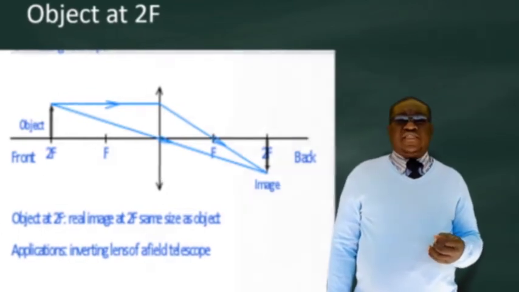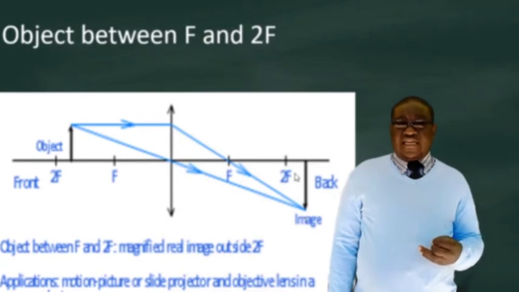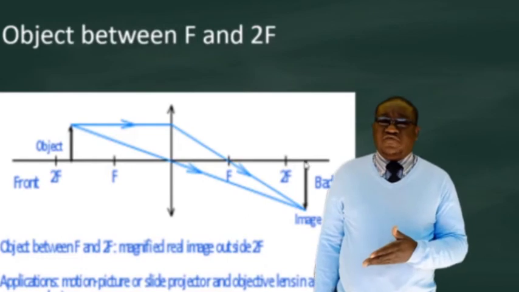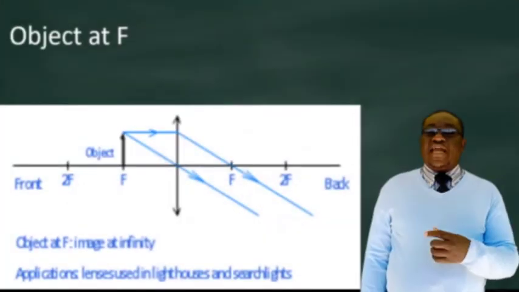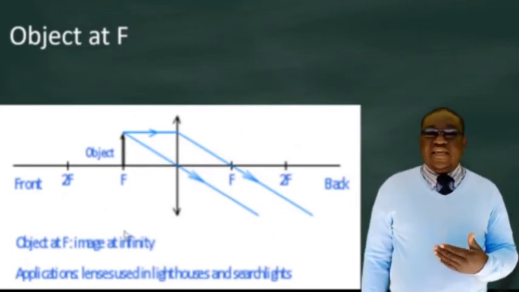When the object is placed between 2F and F, the image is going to be real, inverted, slightly larger than the object, and the image occurs beyond 2F, as you can see there. Then if the object is placed at F, as you can see, the rays are parallel. There is no convergence on the other side. So we say the image is at infinity.